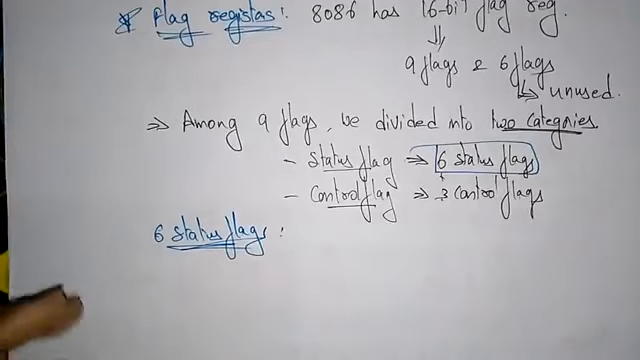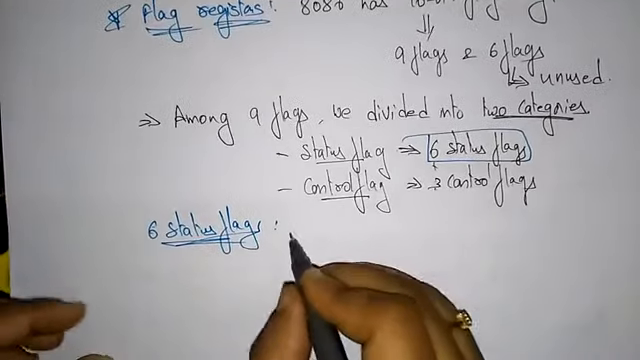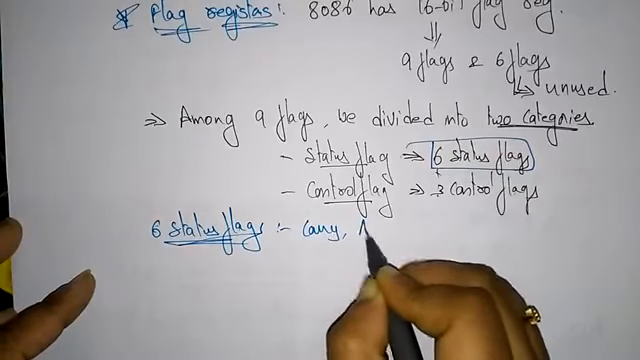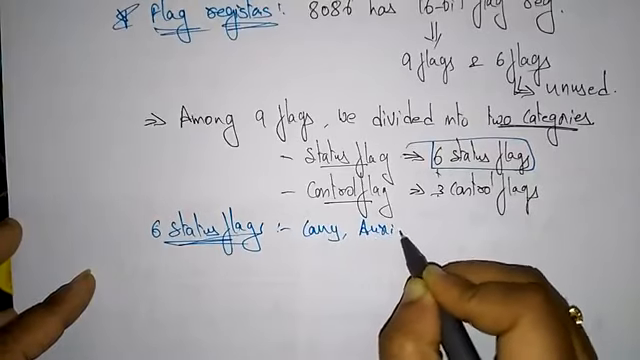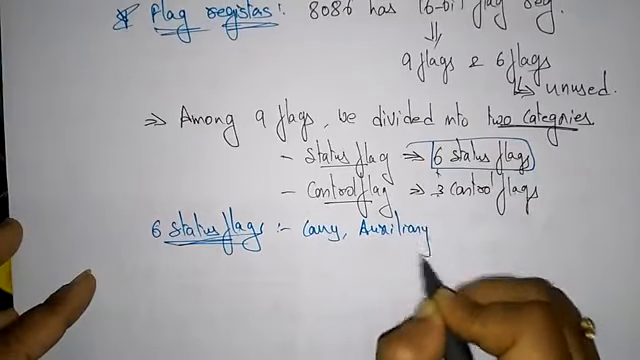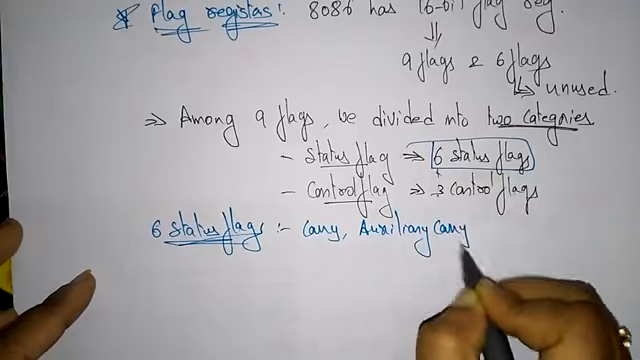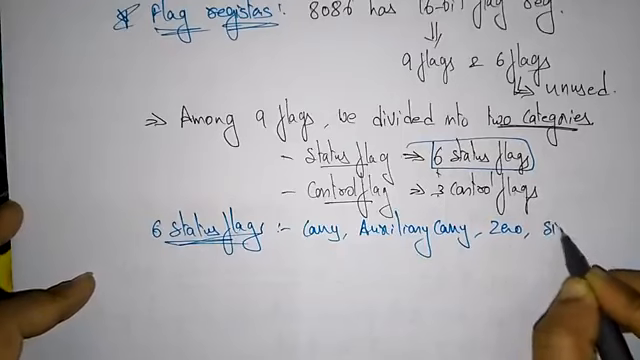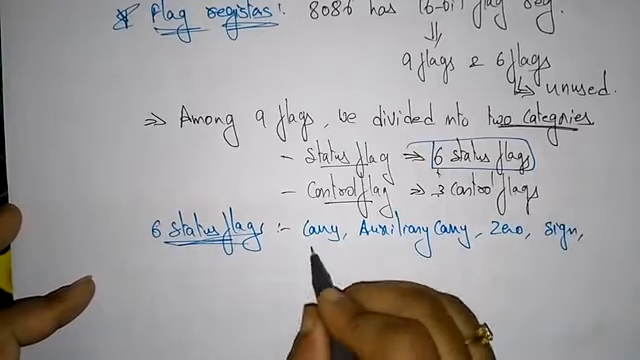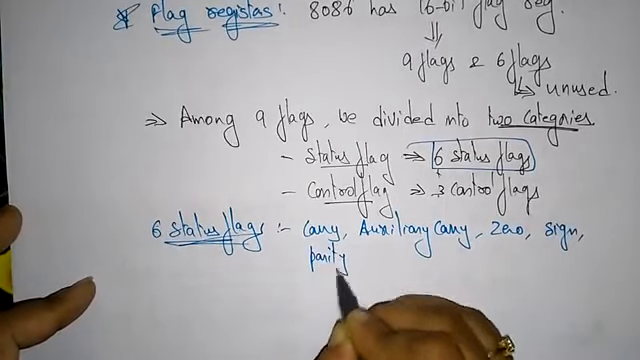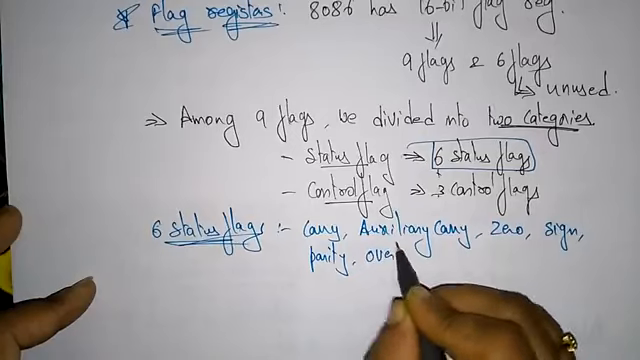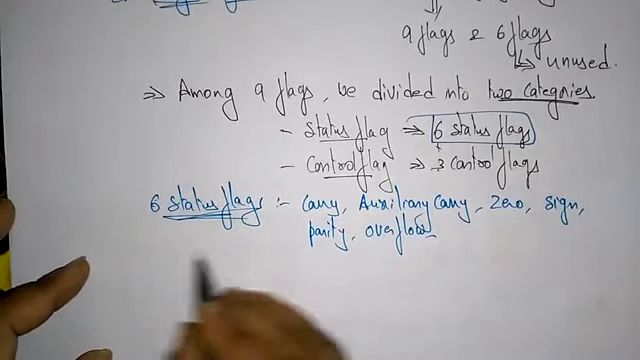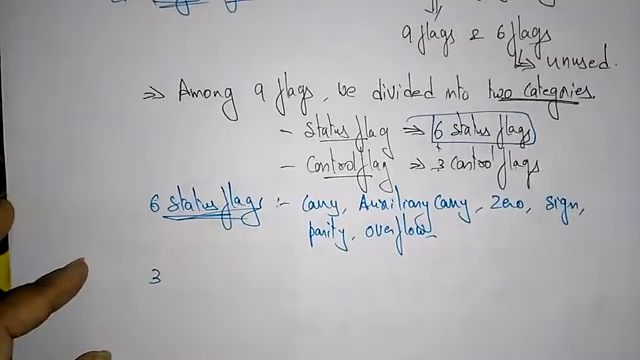It is indicating the status of the result. So the status flags are carry flag, auxiliary carry flag, zero flag, sign flag, parity flag and overflow flag. So these are the 6 status flags.